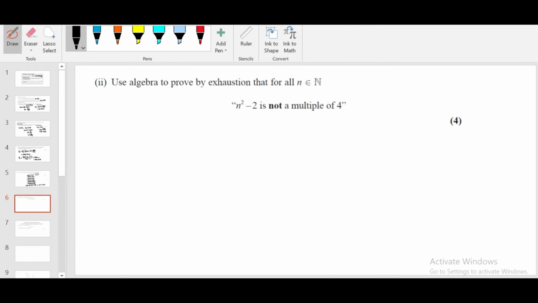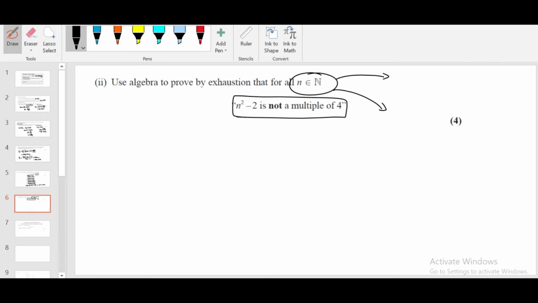Use proof by exhaustion to prove that n square minus 2 is not a multiple of 4 for all natural numbers. Usually for proof by exhaustion, we need to have a finite number of cases, so you can prove it for each and every case. But when they say natural numbers, there are infinite natural numbers, right? So you need to divide them into certain categories to prove this statement.